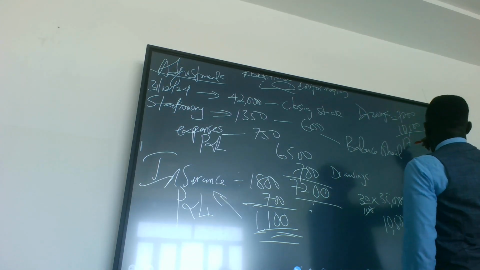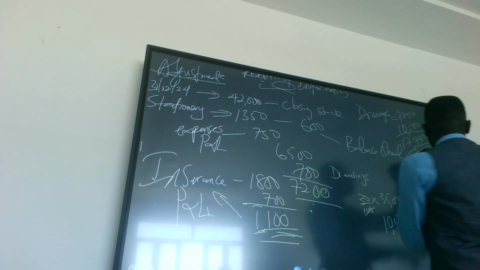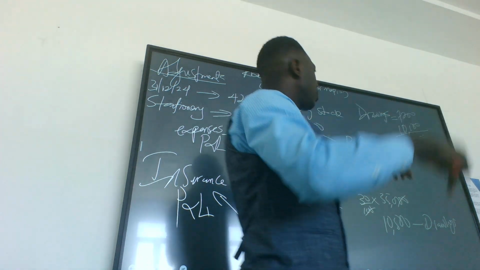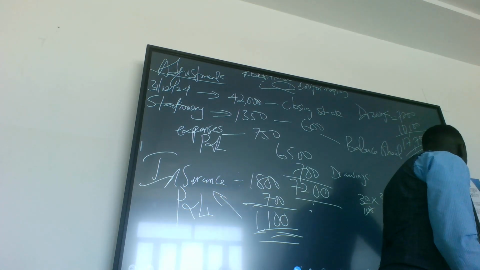70,000. Are you sure? Okay. Thank you. So that's your new drawings. Put that in your drawings now. Your total drawings is 70,700. Now your statement of profit or your profit and loss account.